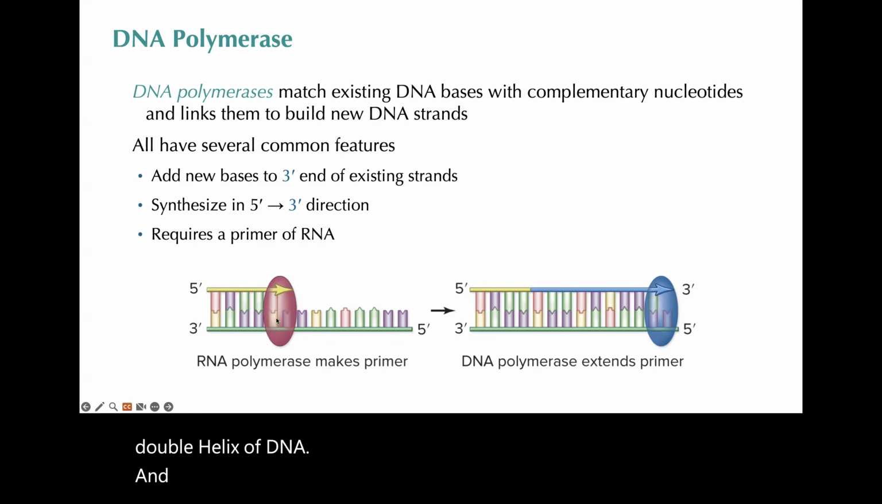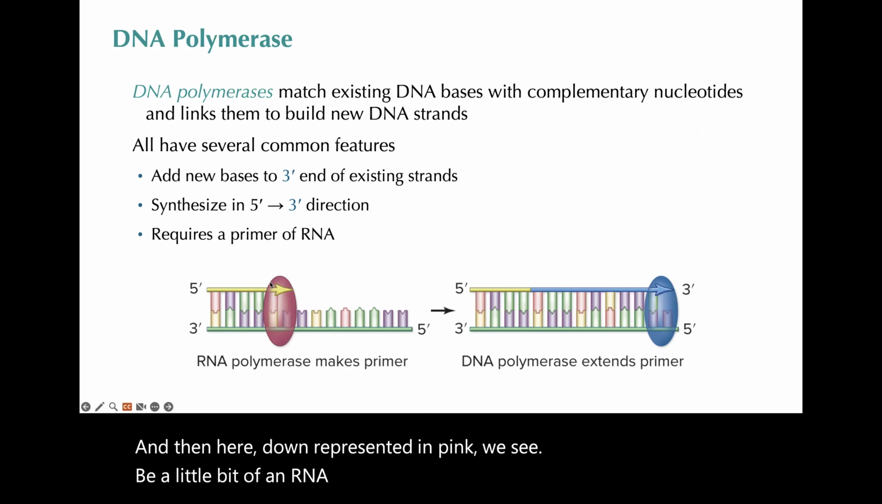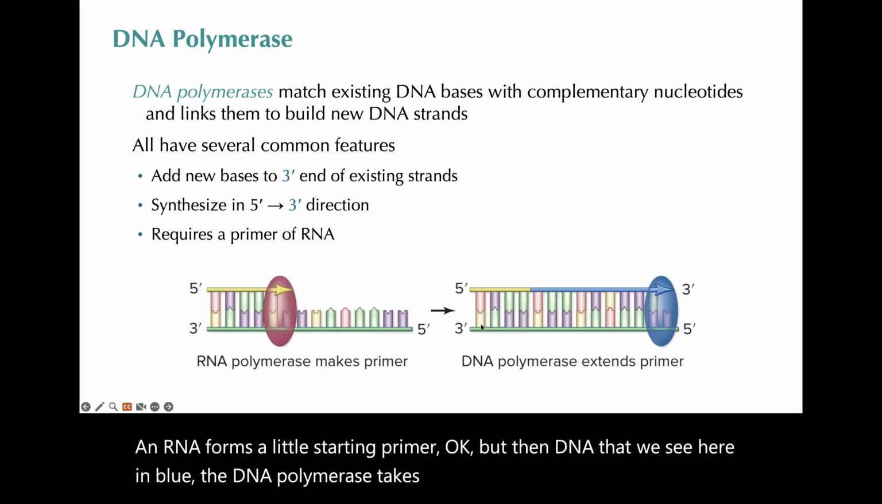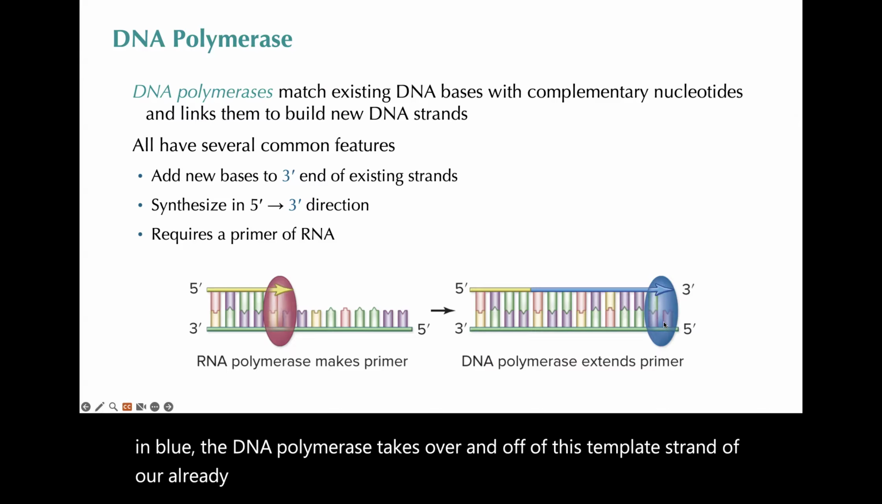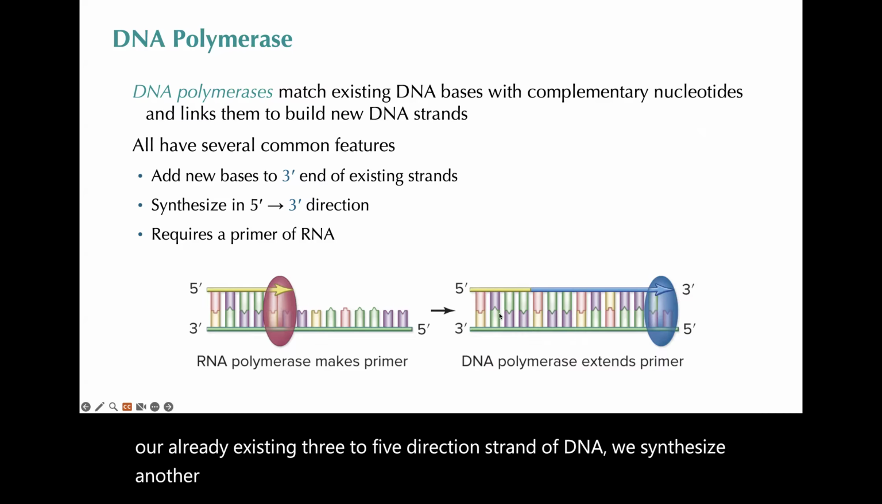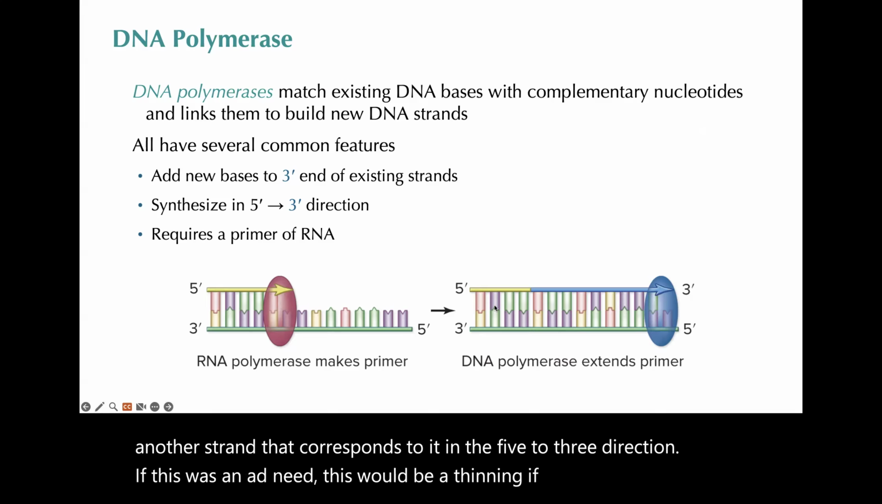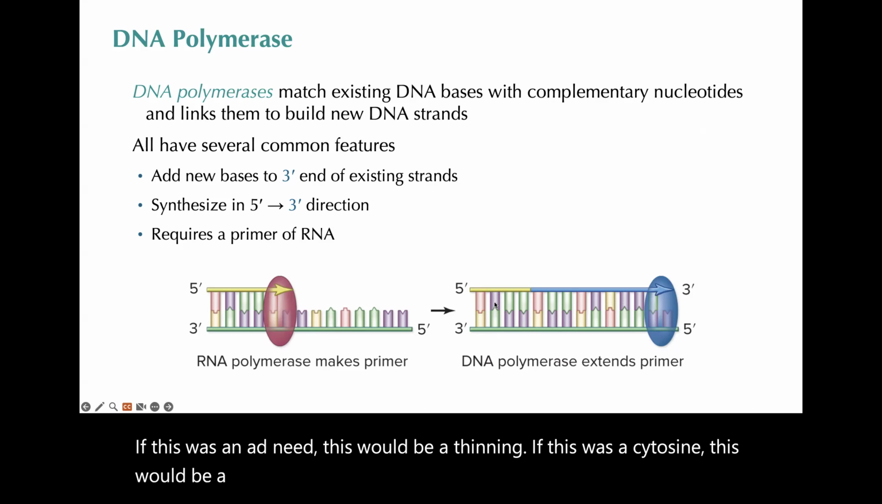And then here, represented in pink, we see a little bit of an RNA primase. An RNA forms a little starting primer, okay? But then DNA, which we see here in blue, the DNA polymerase takes over, and off of this template strand of our already existing 3 to 5 direction strand of DNA, we synthesize another strand that corresponds to it in the 5 to 3 direction. If this was an adenine, this would be a thymine. If this was a cytosine, this would be a guanine, etc. All right?